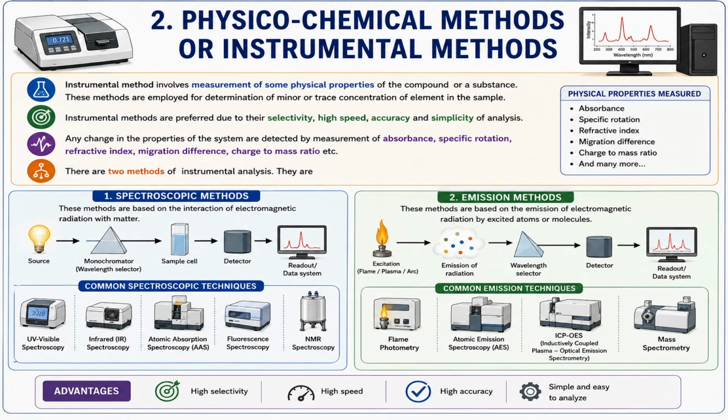Physicochemical methods, or instrumental methods. The instrumental methods involve measurement of some physical properties of the compounds or the substance. These methods are employed to determine the minor or trace concentrations of elements in the substance. The instrumental methods offer selectivity, high speed, accuracy and simplicity of analysis. Any changes in the properties of the substance are determined by measurement of observed specific rotation, refractive index, potential difference, charge of mass ratio, etc.